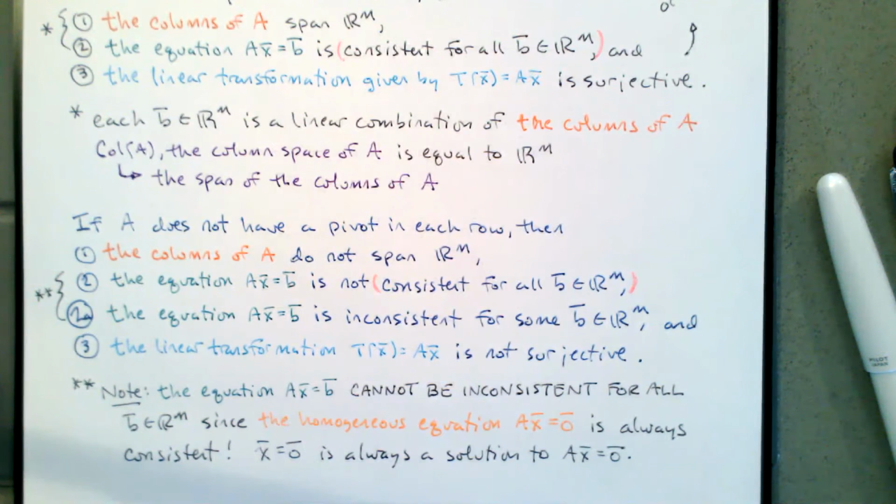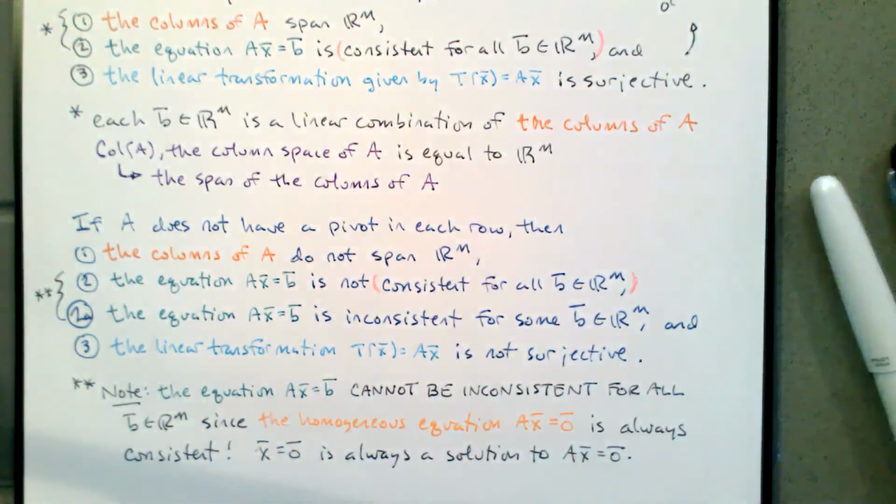So if A, the matrix, does not have a pivot in each row, then the equation Ax equals B is not consistent for all B in Rm. Another way we can express this is to say, if A, the matrix, does not have a pivot in each row, then the equation Ax equals B is inconsistent for some B in Rm.